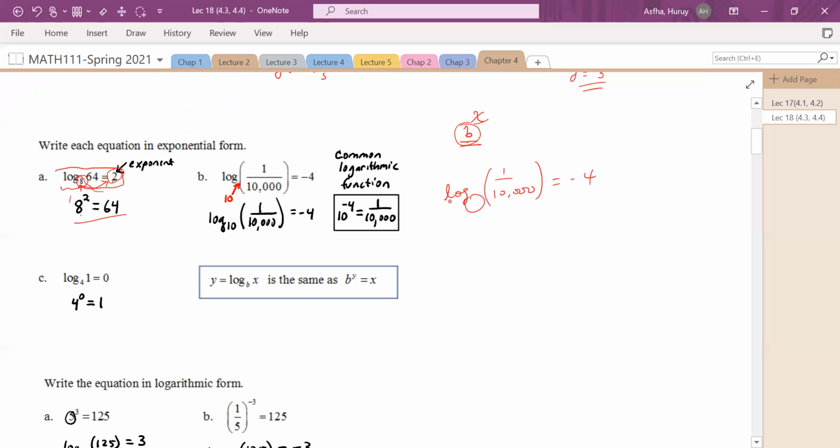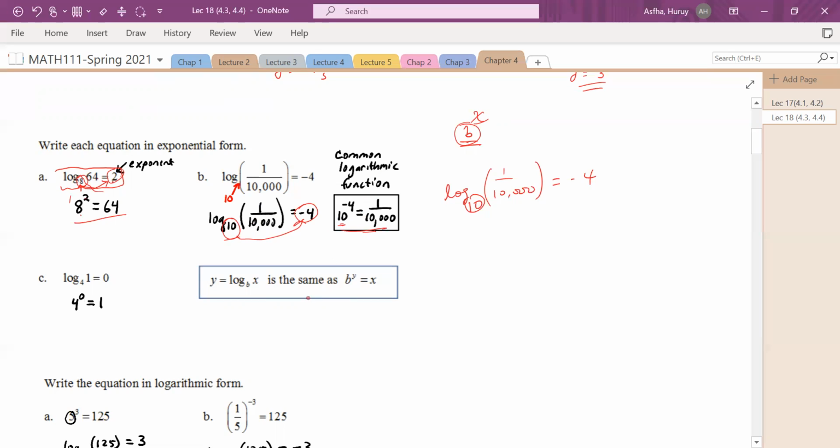Well, this is something that we call common logarithms, and it's obvious that we don't write the base here. So whenever you see something like this, it means it's base 10. Okay, there is a base 10 here. So here I can rewrite this one in exponential form. The base here is 10, and the exponent is negative 4. So 10 to the power of -4 equals 1 over 10,000, and that's what we have right here.